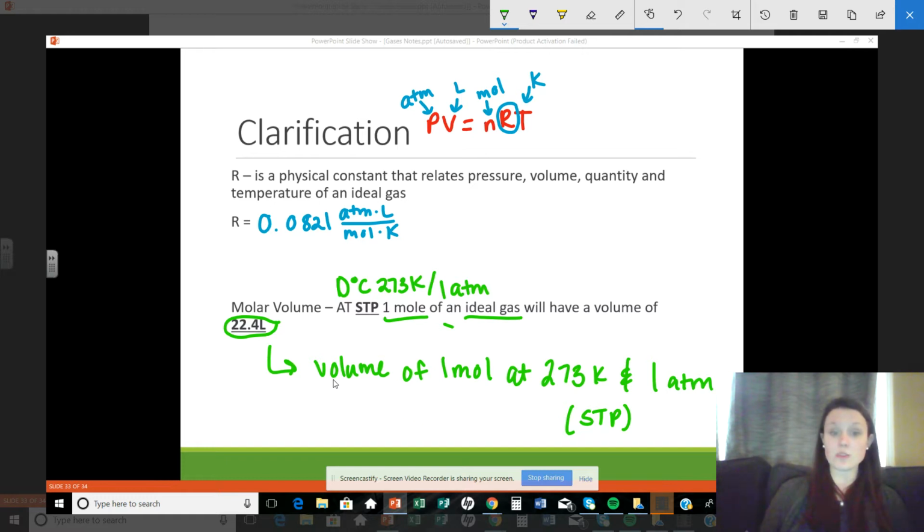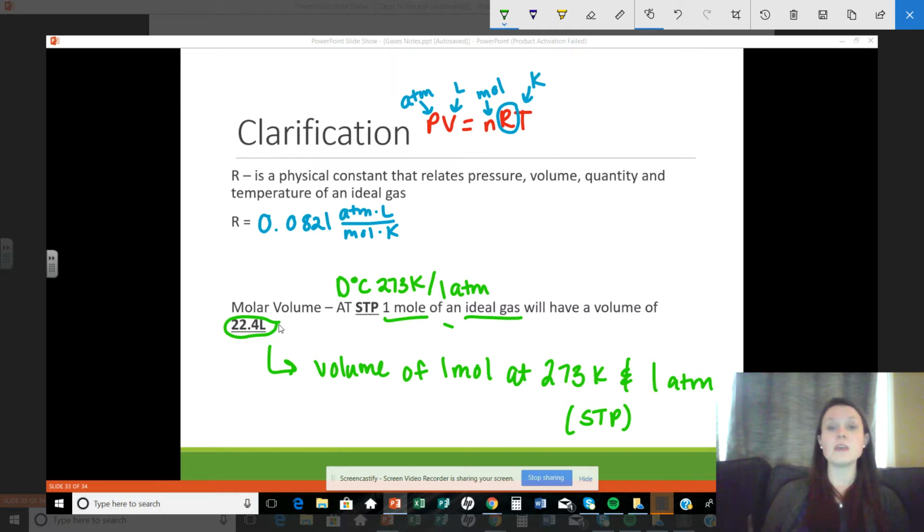Now, why do you have to know that? You have to know that because if you were ever given an ideal gas law problem, and I told you that there's 1 mole of gas at STP conditions, you should know the volume of that gas as well. The volume would be 22.4 liters because any ideal gas at STP will have the same volume, which is 22.4 liters.